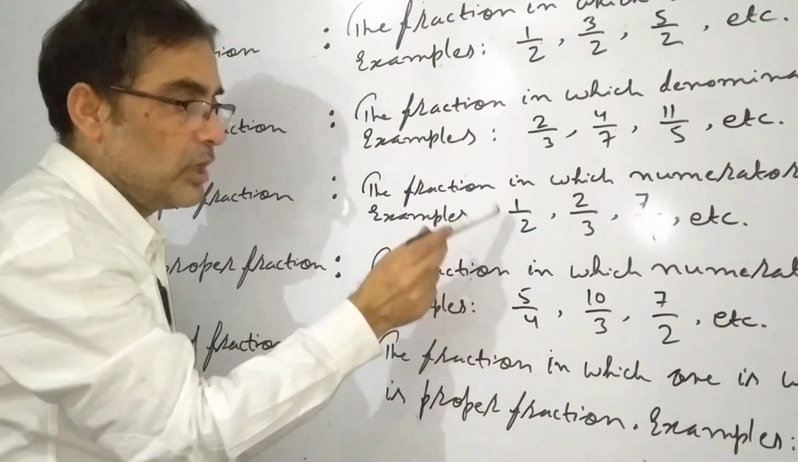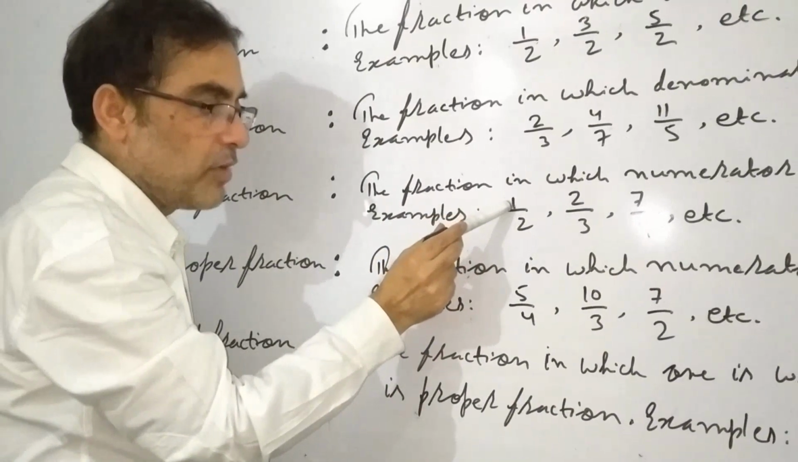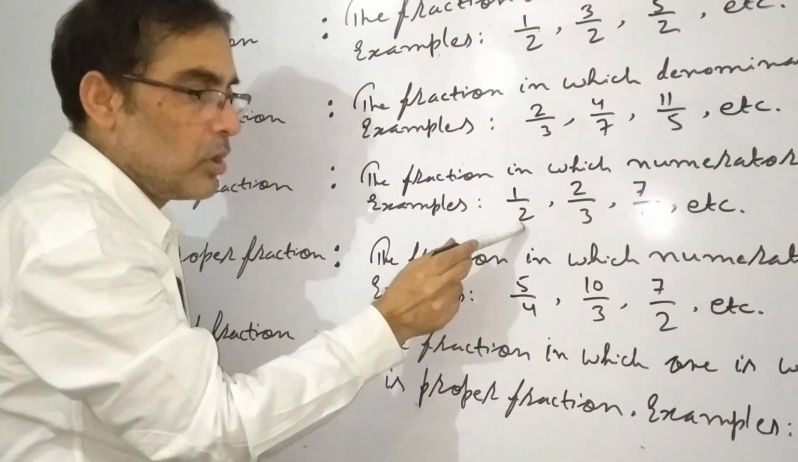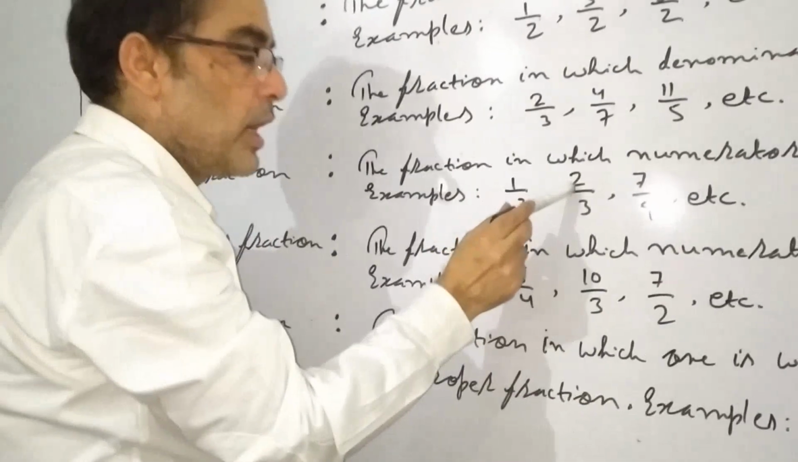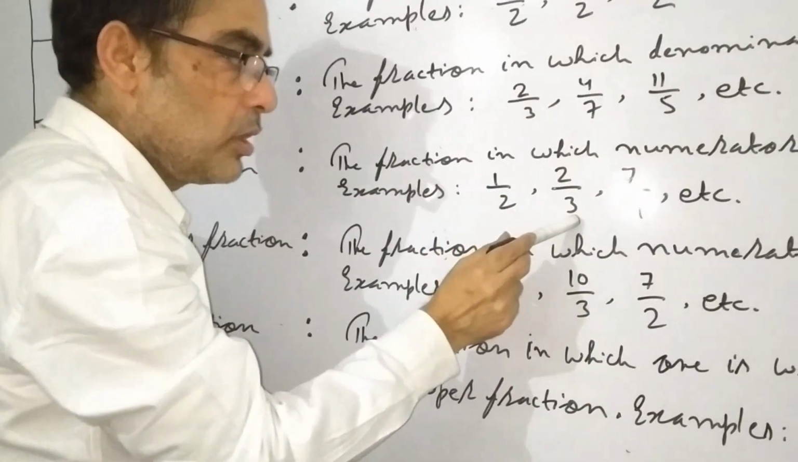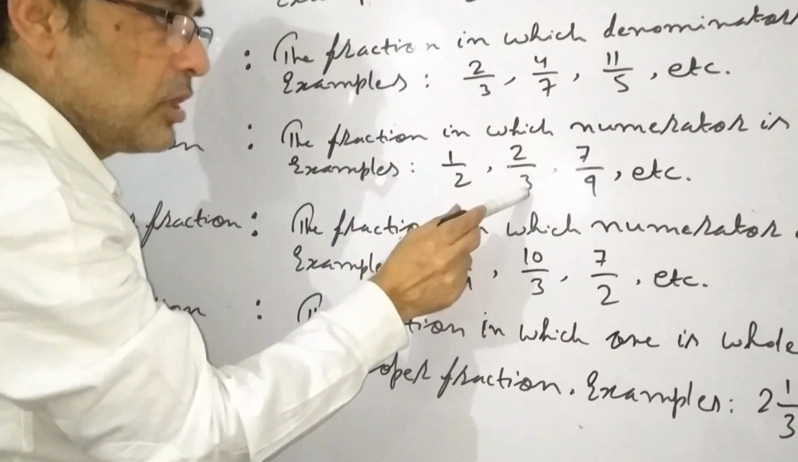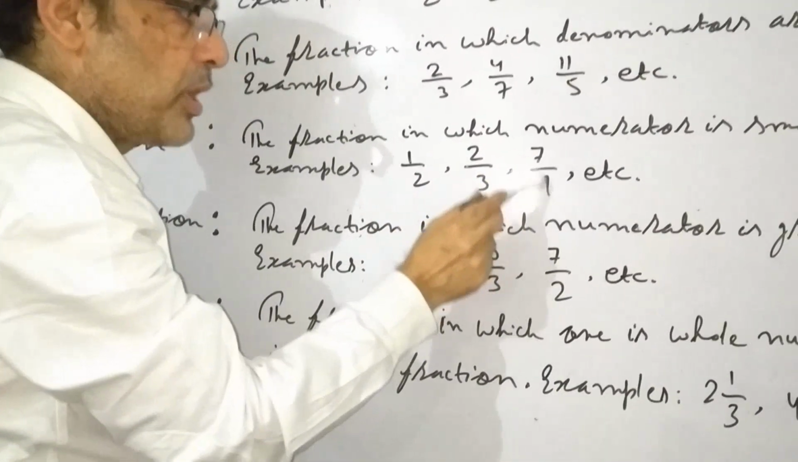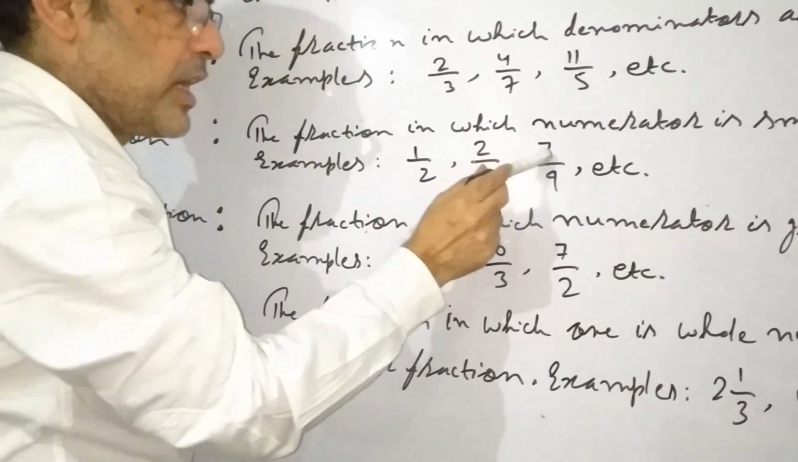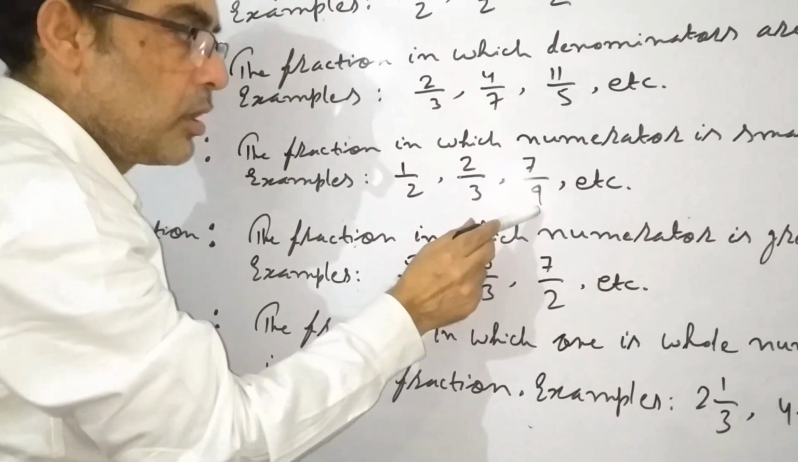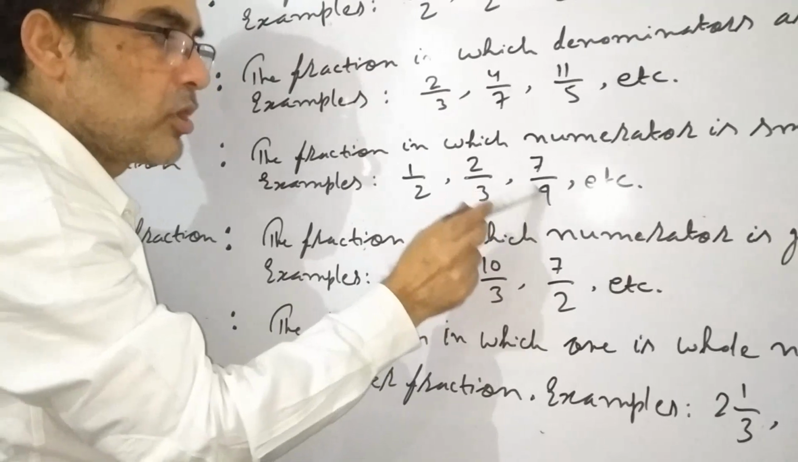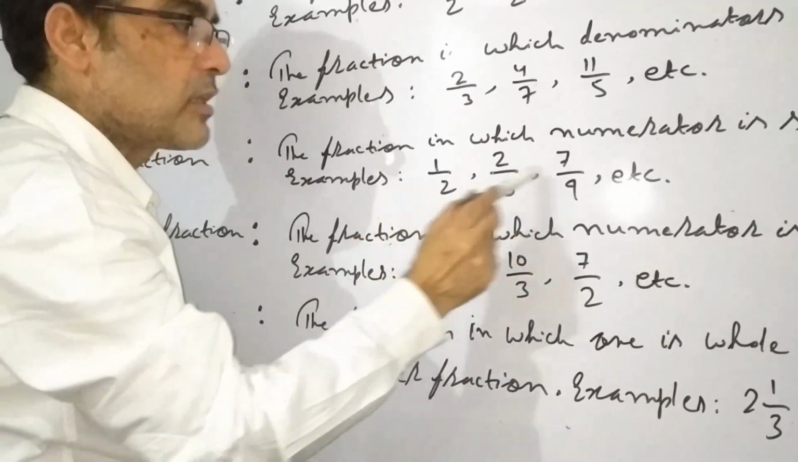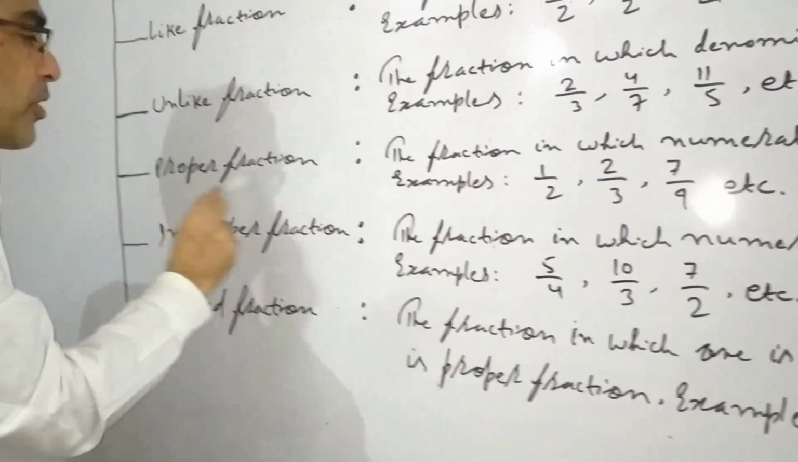Here you are seeing the numerator is 1 and the denominator is 2. Here 1 is smaller than 2. Here in this 2 by 3, 2 is smaller than 3. And here in this example 7 by 9, the numerator is 7 and the denominator is 9. And 7 is smaller than 9, meaning the numerator is smaller than the denominator. So these are the examples of proper fractions.